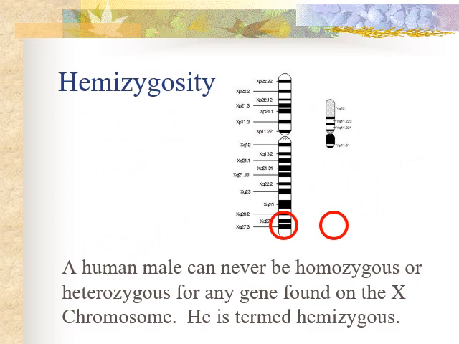Human males are termed hemizygous. They're not homozygous because they don't have two of the same allele. They're not heterozygous because they don't have two different alleles. They're missing an allele for a lot of the genes that are on the X chromosome, so they can't be homologous in those areas. That leads to that special term of hemizygous. They only have one allele. They don't have two alleles for some genes.